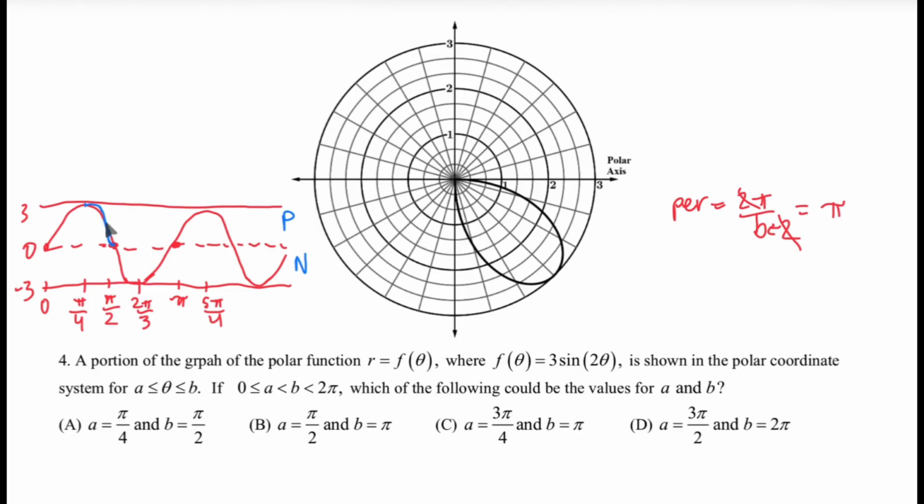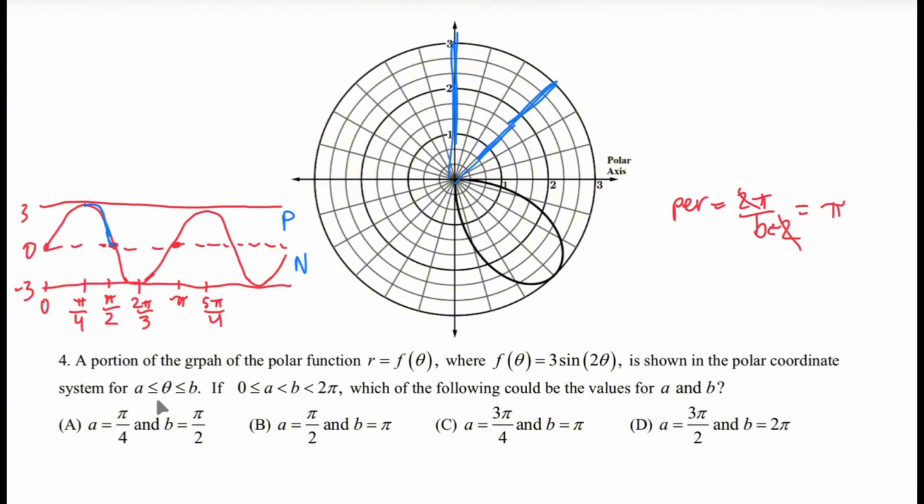So if we remember, positive means that there's no reflection, right? So if we look at the polar graph, we look for pi over 4. Pi over 4 is here. Pi over 4 to pi over 2. So that should be our section there. And because it's positive, there's no reflecting. It's above the 0, above the x-axis.